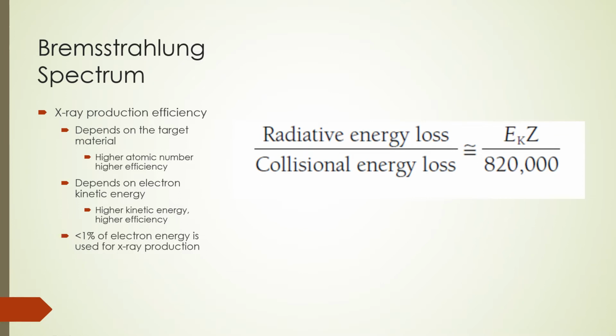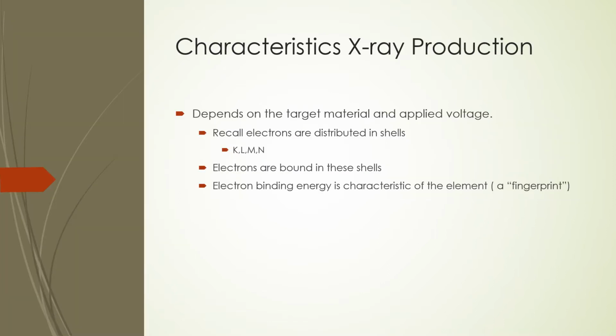This formula is an approximate ratio that describes the relationships between Bremsstrahlung X-ray production, called radiative losses here, versus collisional energy losses. On the previous slides, we have been talking about Bremsstrahlung X-rays, which are a continuous spectrum of X-rays. In addition to this continuous spectrum, discrete X-ray energy peaks called characteristic X-rays can also be present. The location of these characteristic peaks depends on the elemental composition of the target material. It is like a fingerprint for the target material. The peaks also depend on the applied voltage across the tube.